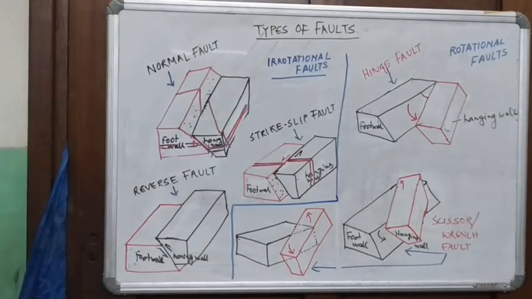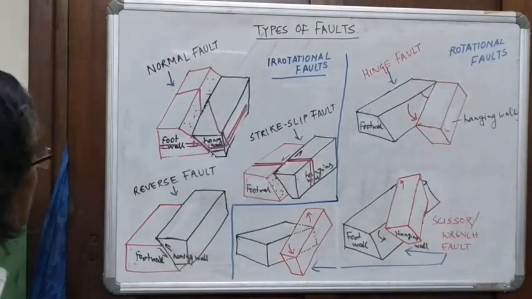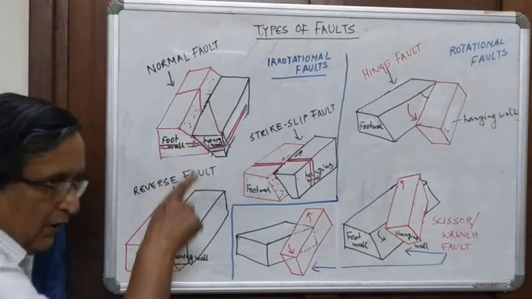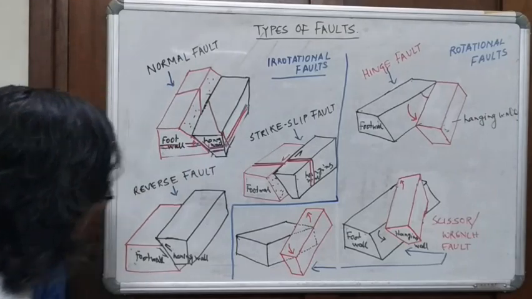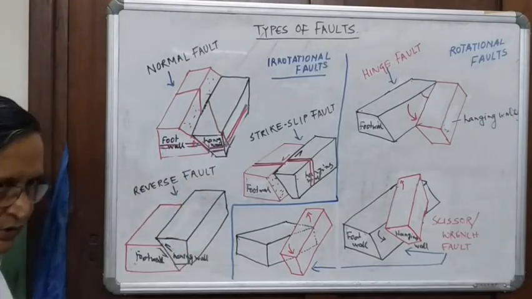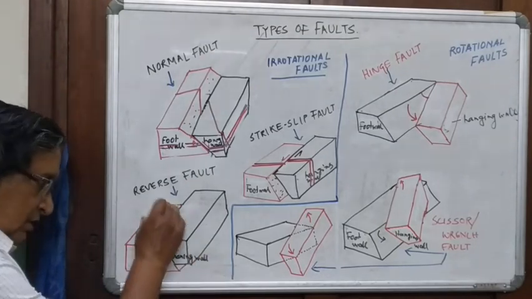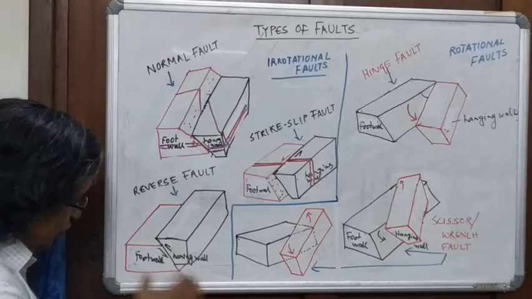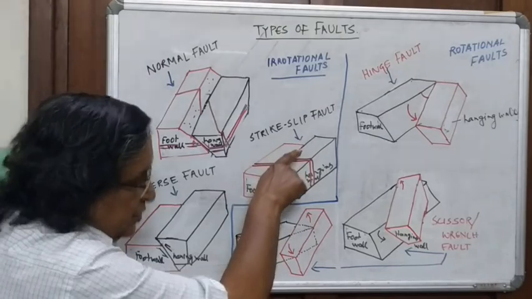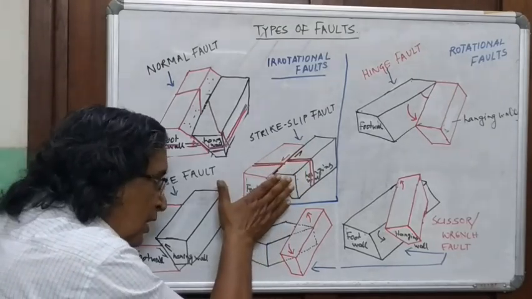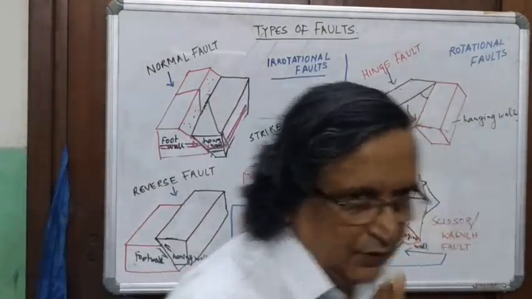Now, I told you why it's called a footwall and a hanging wall before, so I don't go into that. The important point is, there is something called a normal fault, where the hanging wall moves down relative to the footwall. And then there is a reverse fault, where the hanging wall moves up with respect to the footwall. And there is something called a strike slip fault, where the footwall moves parallel to the hanging wall, along the strike of the fault line.